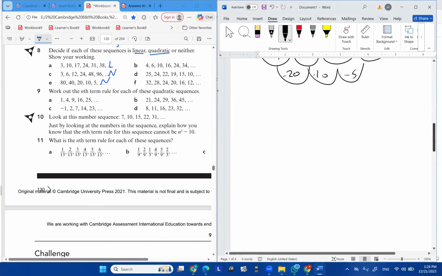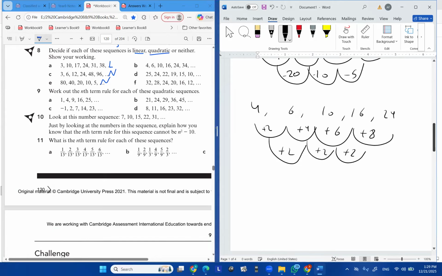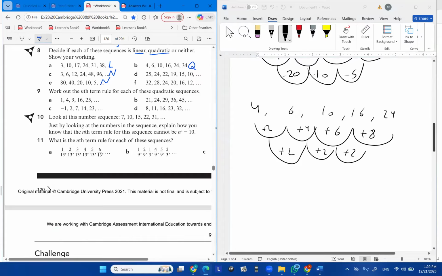All right, in question B, 4, 6, 10, 16, 24. Added a 2, then here added a 4, then added a 6, here added an 8. The second difference: add 2, add 2, add 2. So what is happening in here? This is a quadratic sequence. The next one: minus 1, then minus 2, then minus 3, then minus 4. You're going to find that this is a quadratic sequence as well.